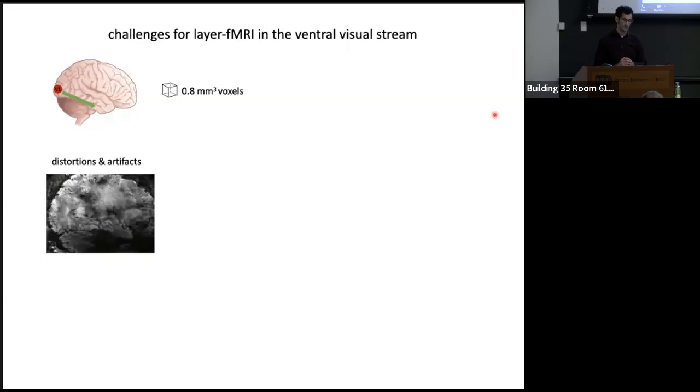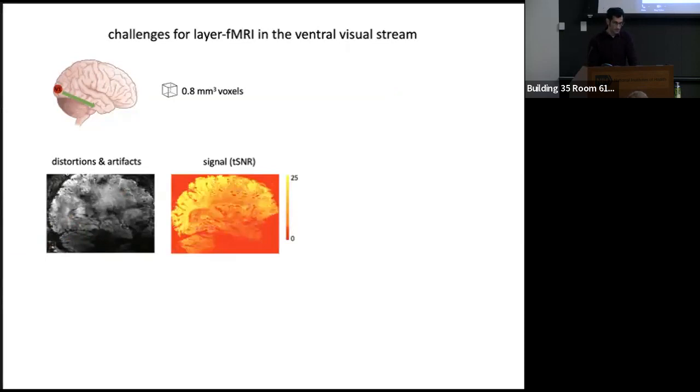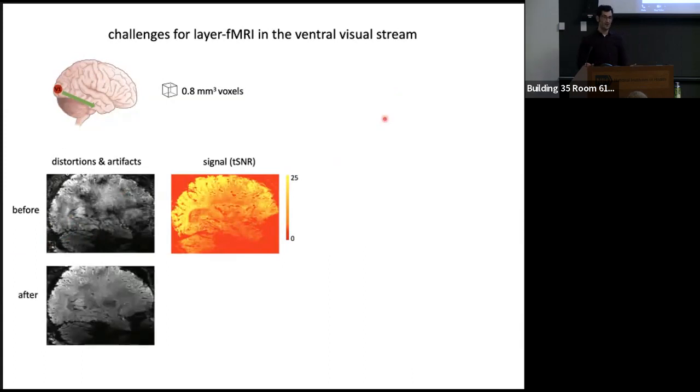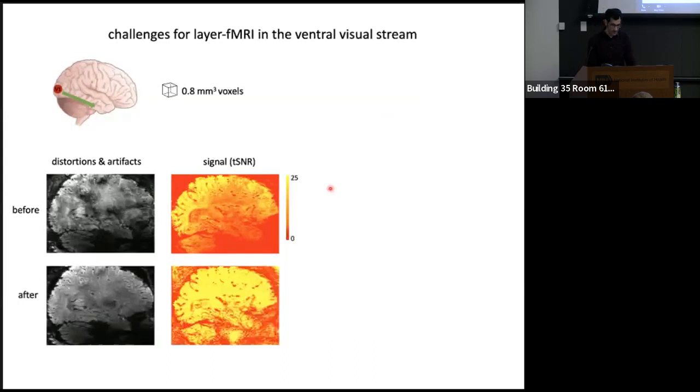So when we first started this, we had massive distortions and artifacts all across the brain, and importantly, in the regions we care about. And also quite a significant drop in our signal in the regions we care about. Through just endless tinkering for the better part of a year and a half, I'm happy to say that these are now just before pictures. We've made great progress in getting some pretty nice VASO images across the brain and, importantly, in the ventral visual stream. And we've also been able to boost our tSNR quite significantly.